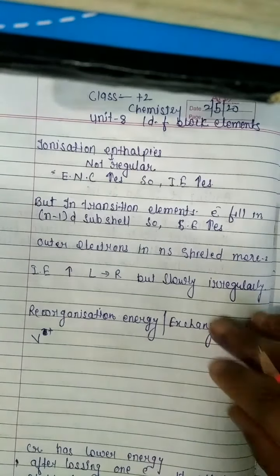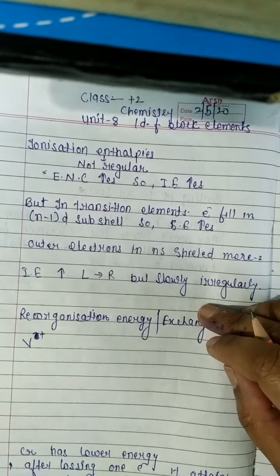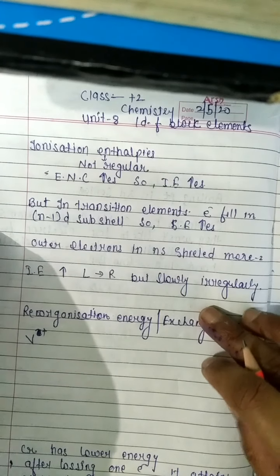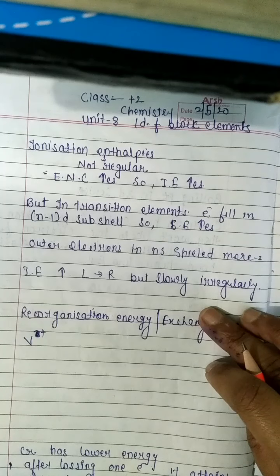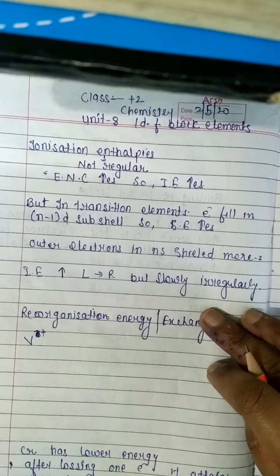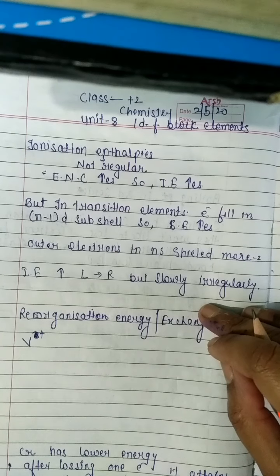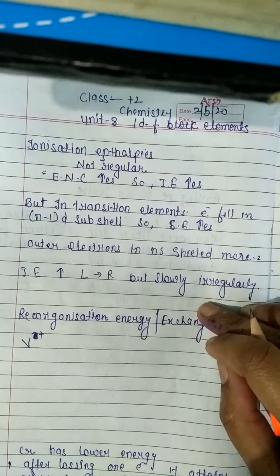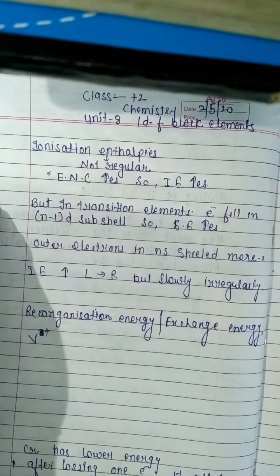We will do the 8th chapter, Unit 8 of our chemistry, that is the D and F block elements. Firstly, we have discussed the inner properties of D block elements. After that, we discussed the magnetic properties, melting and boiling point, and atomic radii of transition elements, meaning the D block elements. But today we will discuss the ionization enthalpy.